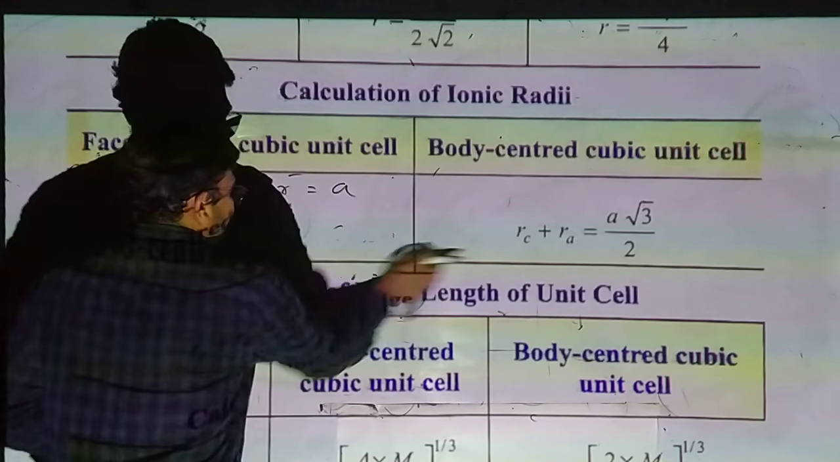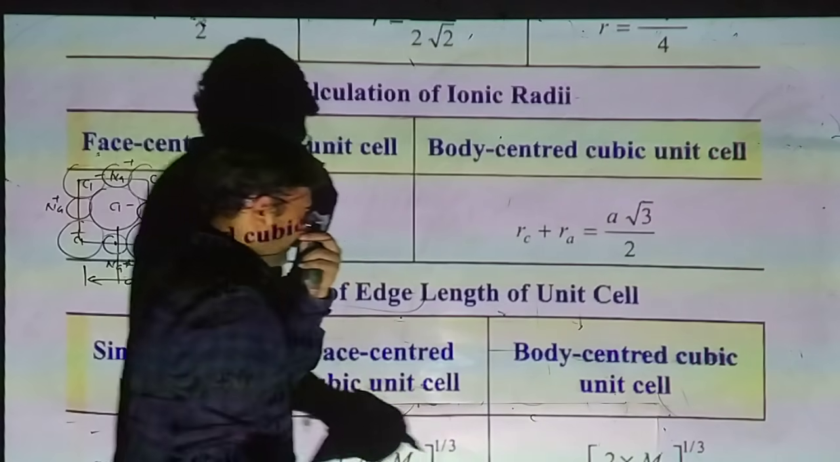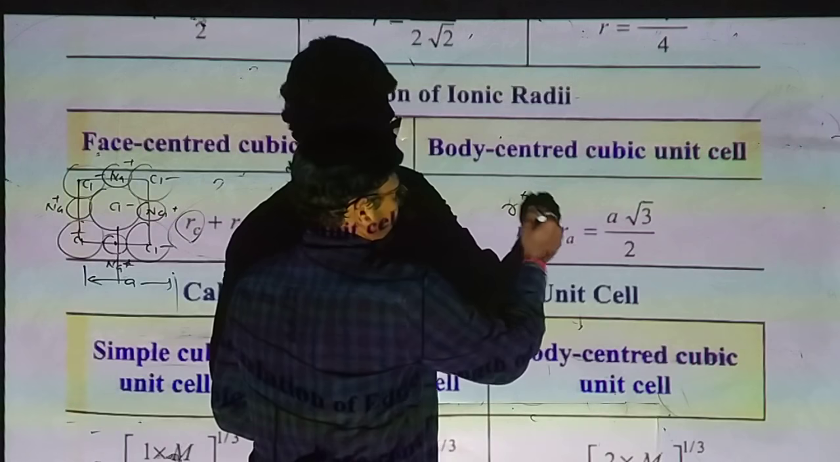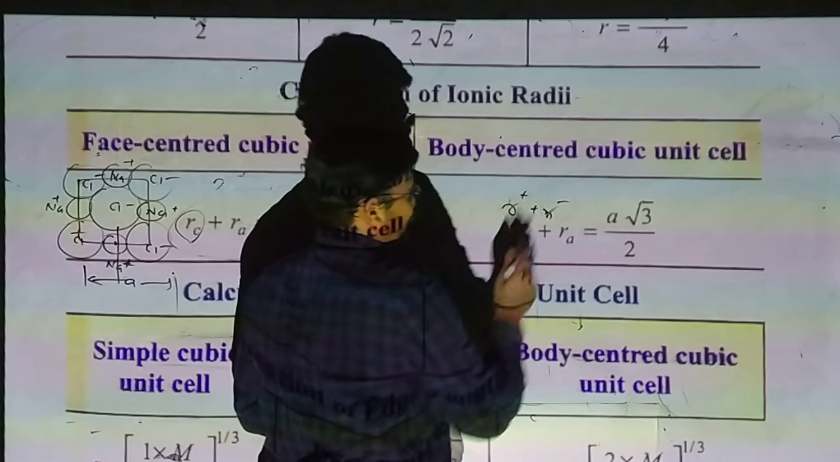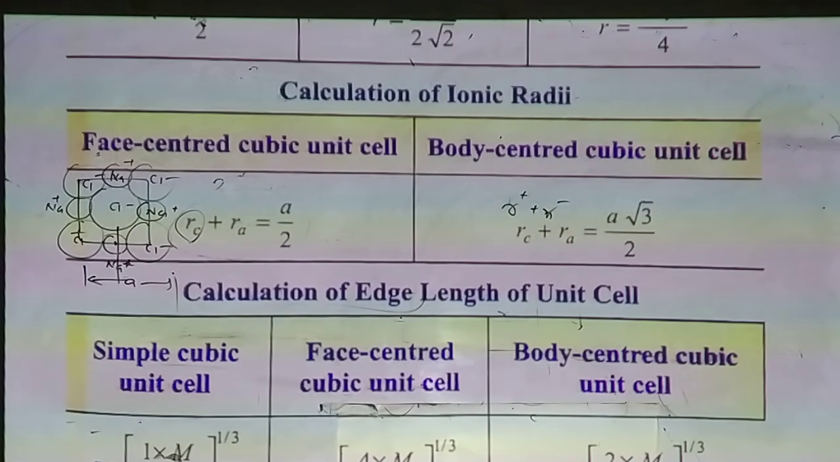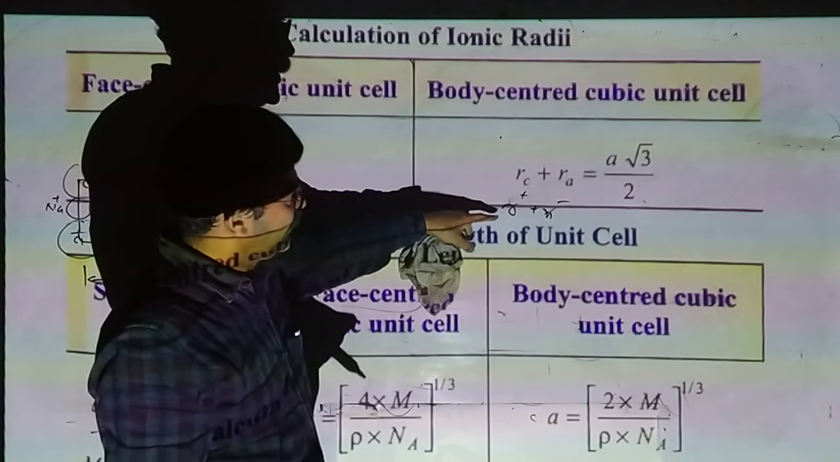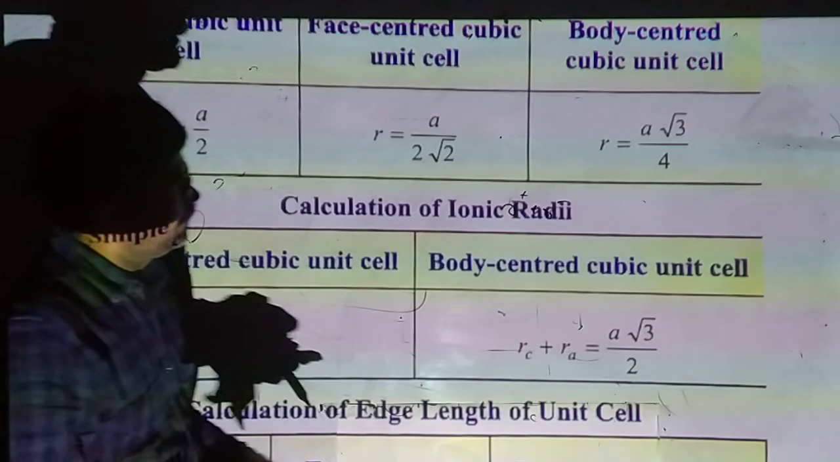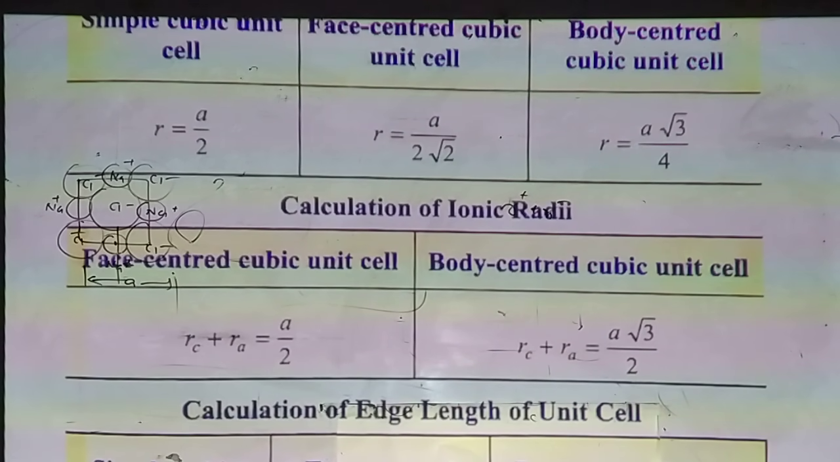Like this, if BCC is ionic, then the radius of the cation, positive ion, plus the radius of the negative ion is equal to a root 3 by 2. For ionic compounds, this formula is applicable, and the earlier ones are for metallic.